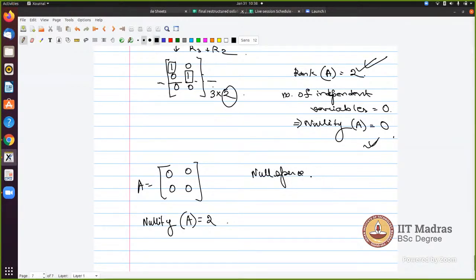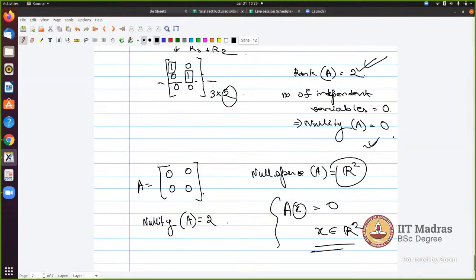R2. Null space is any x1, x2. Exactly. It is the whole R2. You take any vector, that will give you 0. You can write any vector that will give you 0. So this has infinitely many solutions, right? Okay, so this case is possible. Got it. Correct? Yes. Great. So it is basically referring to the zero matrix.